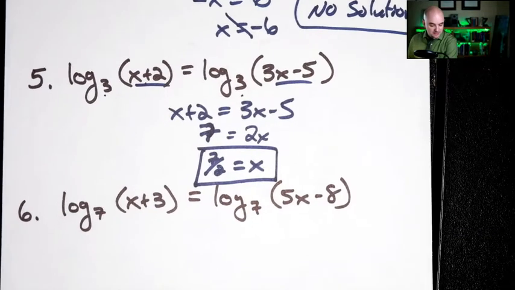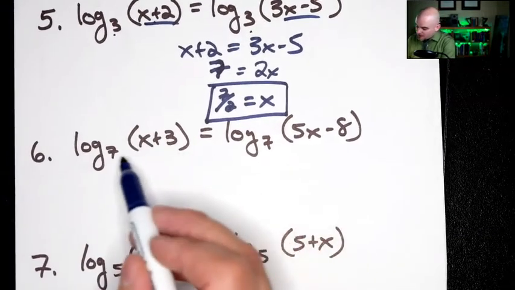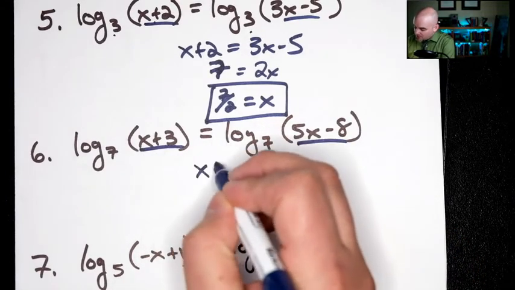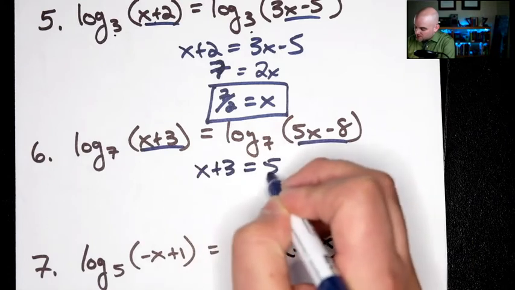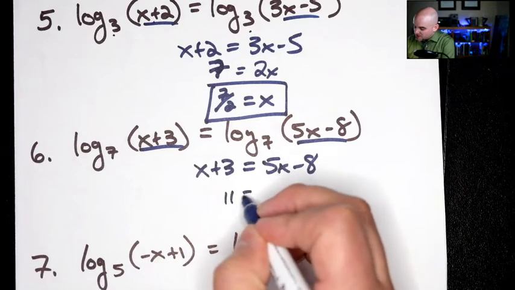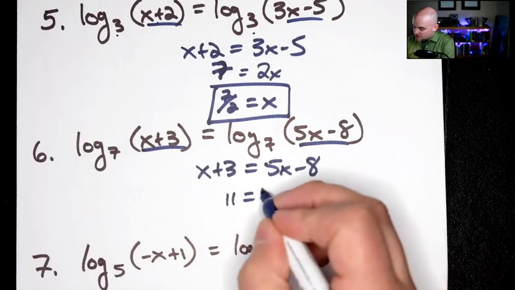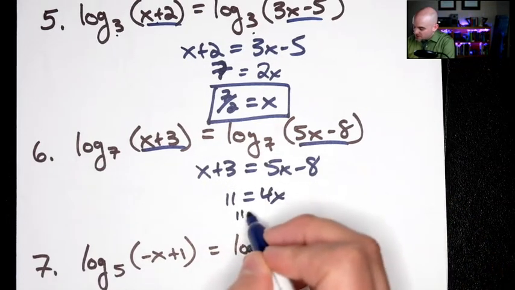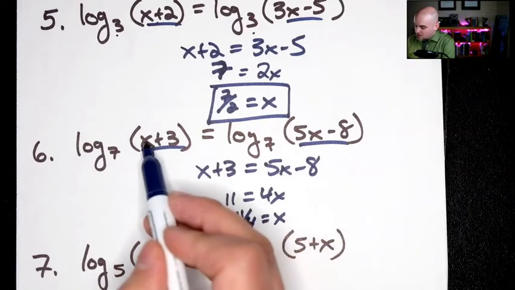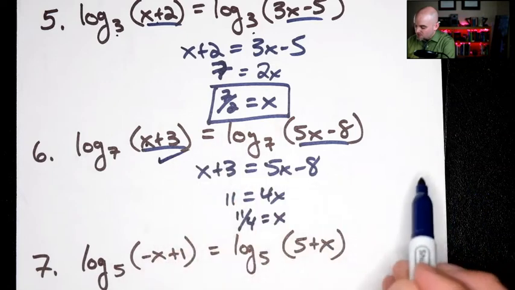So on to number 6. On number 6, we've got, once again, the same bases, so I can set what's in the parentheses equal to each other. And I'm going to get x plus 3 is equal to 5x minus 8. I'm going to add 8 to both sides. I get 11 is equal to, subtract x from both sides, 4x. And so 11 over 4 is equal to x. Checking it out, a positive plus a positive will give me a positive, so that's good.